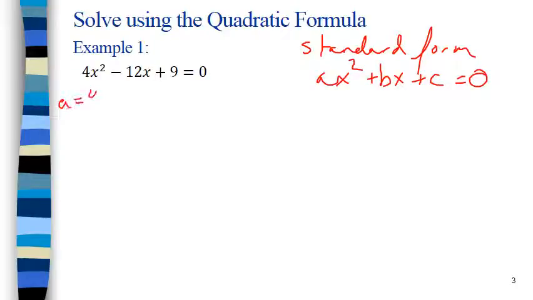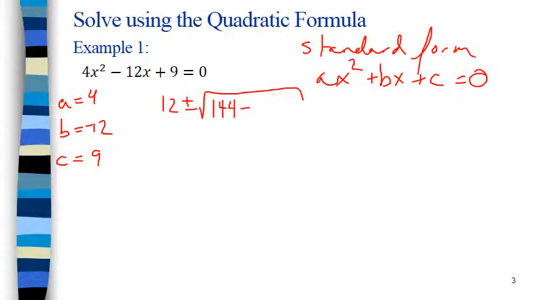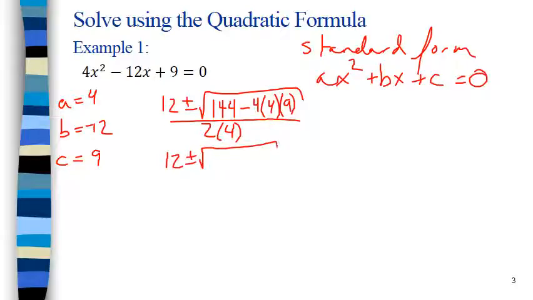So here a is 4, b is negative 12, c is 9, so we put that in. Negative b plus or minus the square root of b squared, which is 144, minus 4 times a times c, so 4 times 4 times 9, all over 2a, which is 4. And so simplifying here, we have 12 plus or minus the square root of 144 minus 144. Well, that's convenient, all over 8.